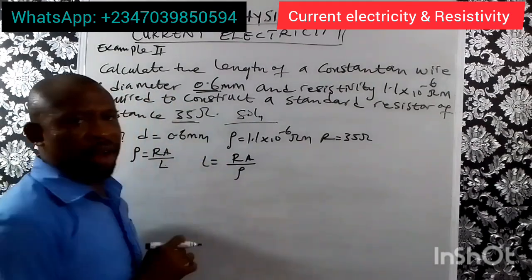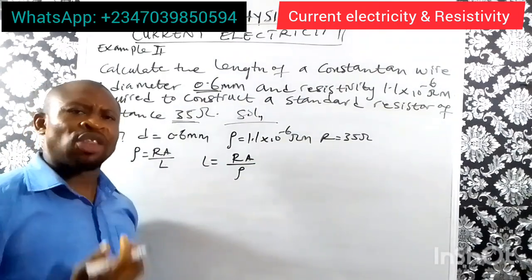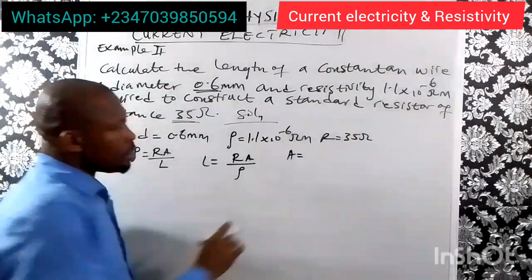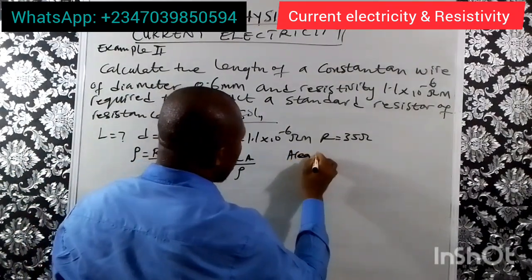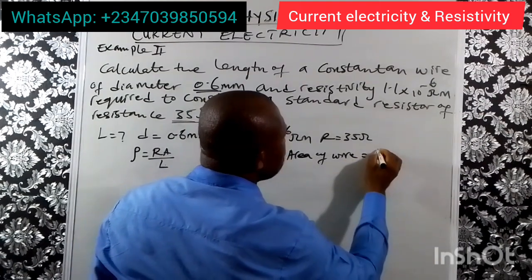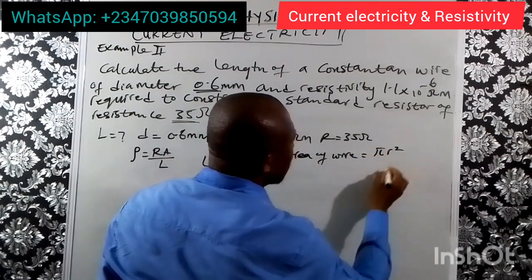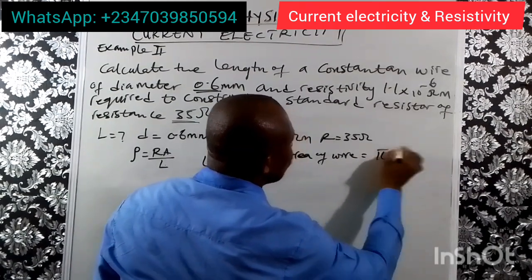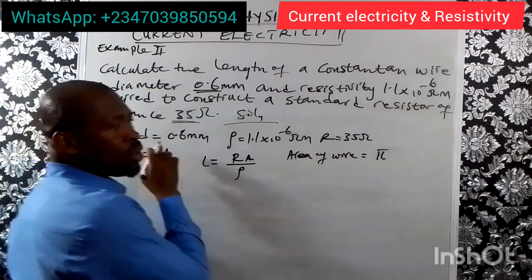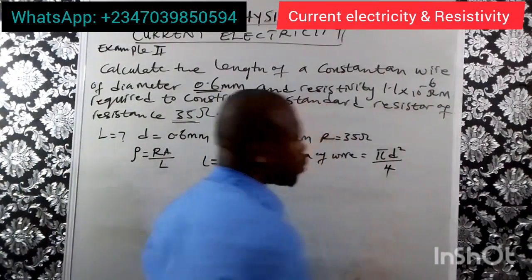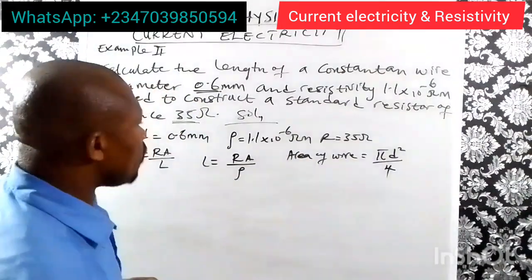What is our area? The area is not there. How do we get the area? In order to get the area of a wire, area of wire is equal to either pi r squared or pi d squared over 4. Please just use pi d squared over 4, because we are given the diameter here now.